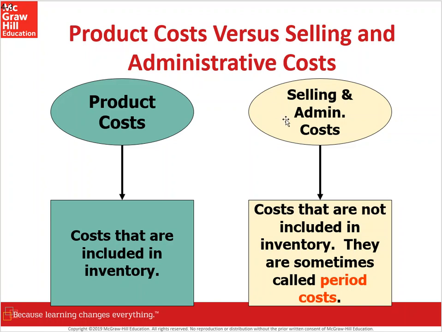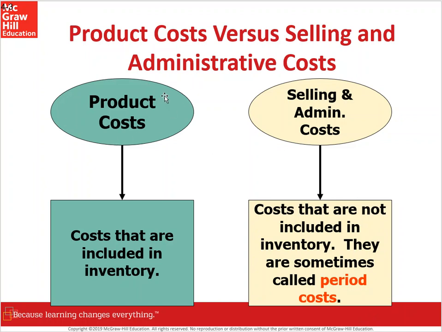On the other hand, we have what's called selling and admin costs, or more commonly called period costs. So product costs versus period costs. And these are all of the other costs that are not included in inventory. So costs that get expensed in the period in which they are incurred. So if we think back to the matching concept, the second part of the matching concept says we need to match our expenses to the period in which they're incurred. That's all of these costs. These selling and admin costs need to be expensed in the period that they belong to.